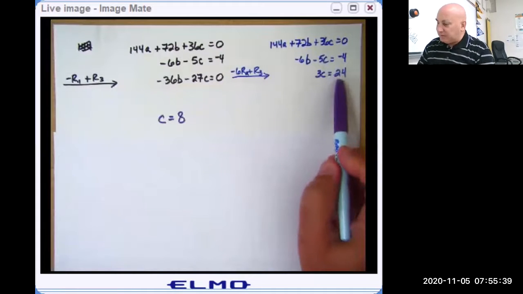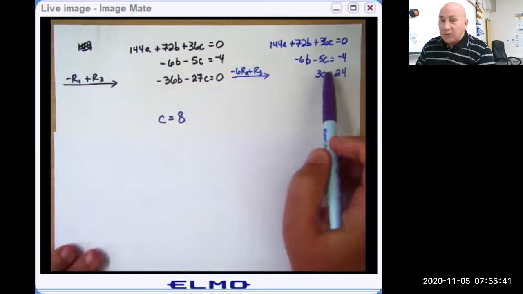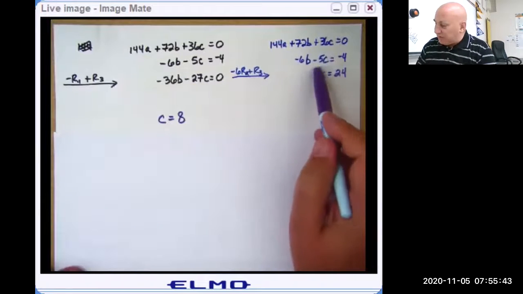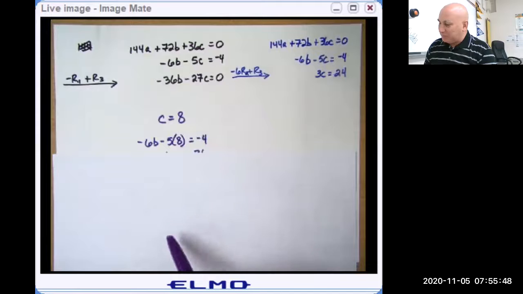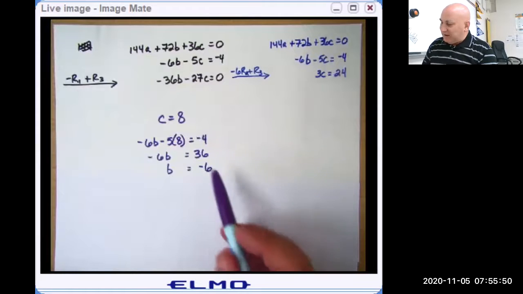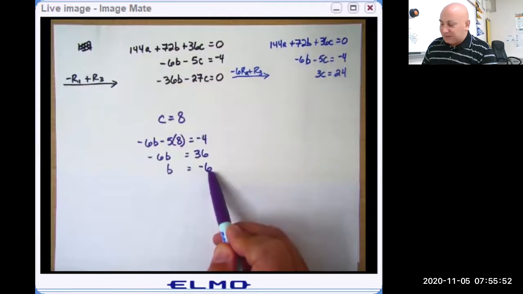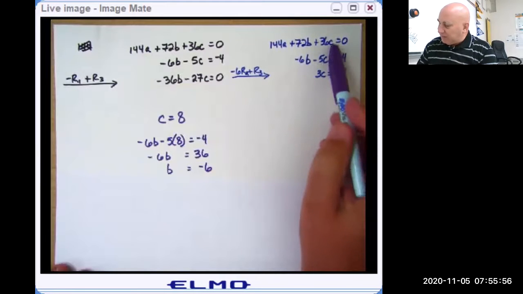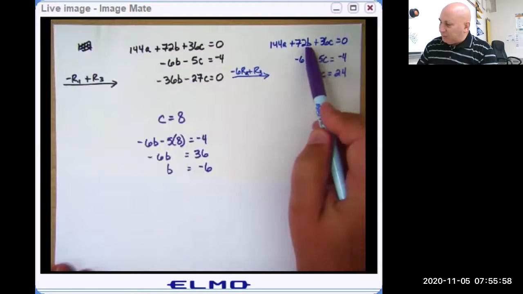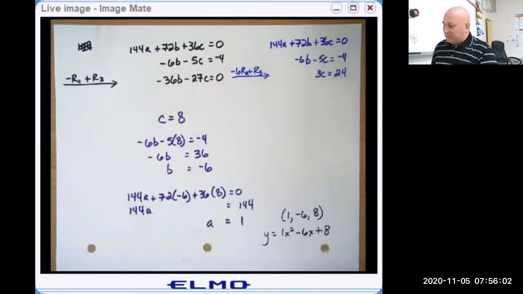C equals 8. Substitute, or we call it back substitution. I'm going to put that 8 up into here and solve for b. B is equal to -6. Now I'm going to take C equals 8, B equals -6, substitute them in here and solve for A.